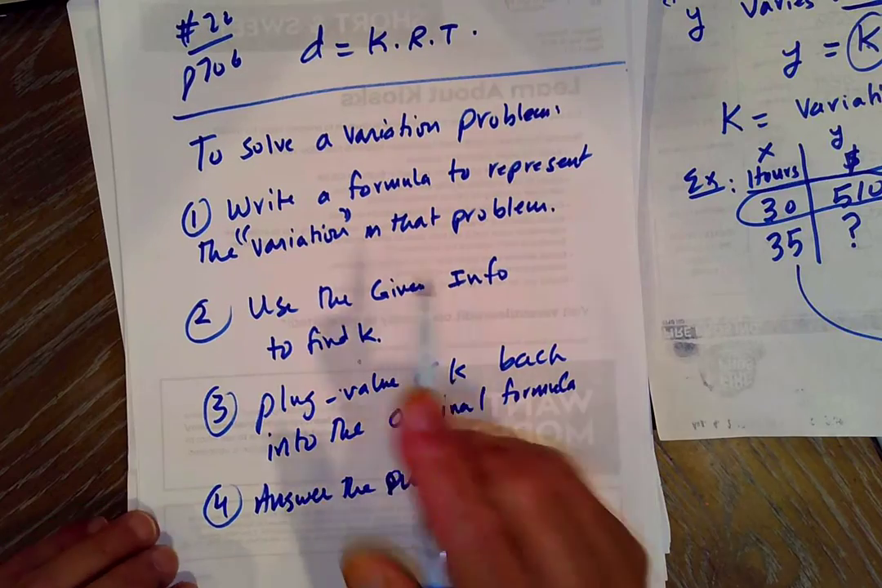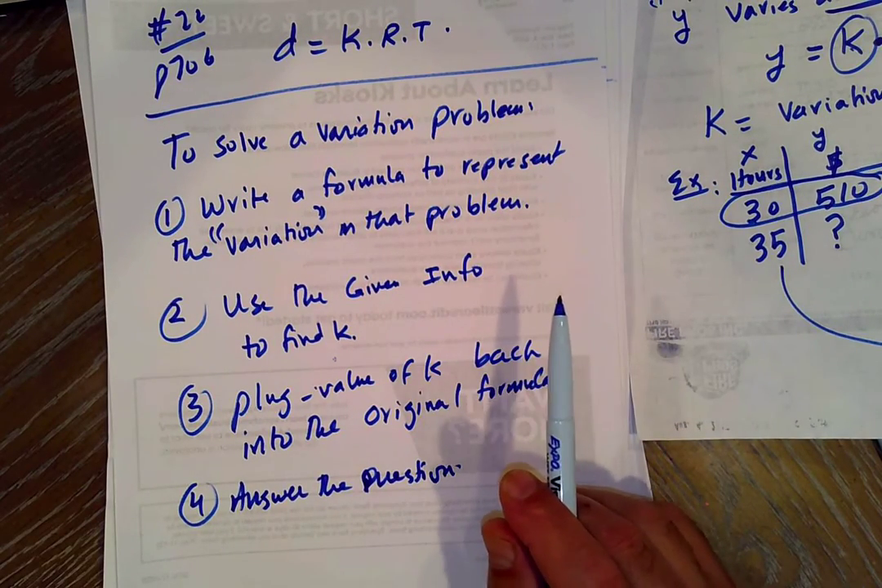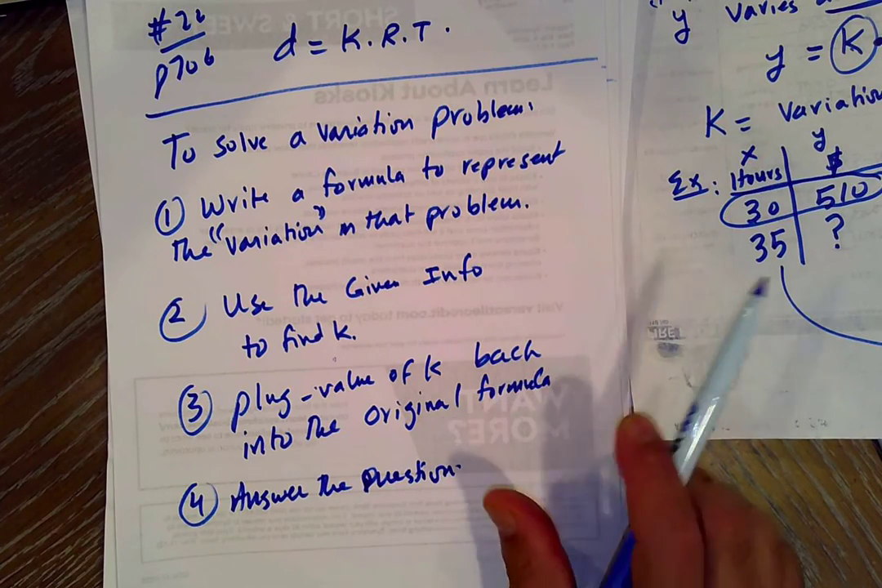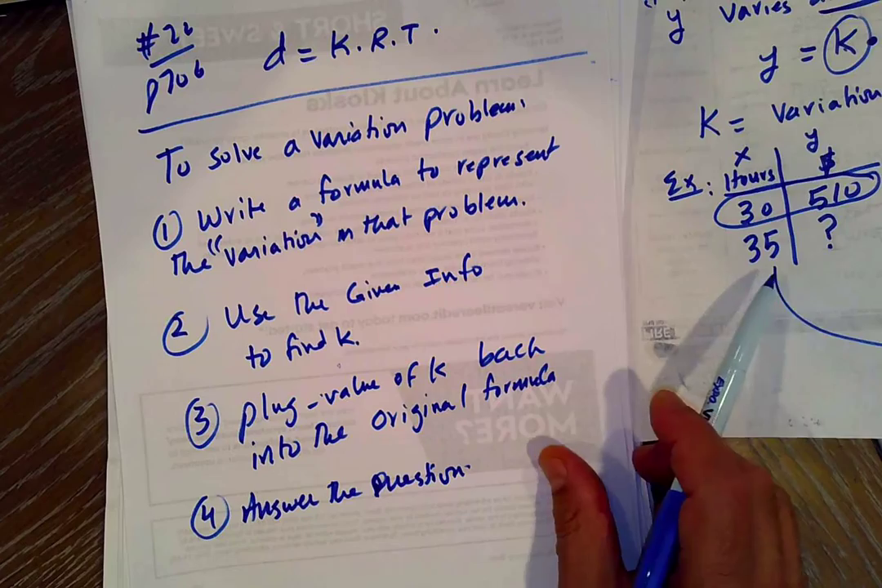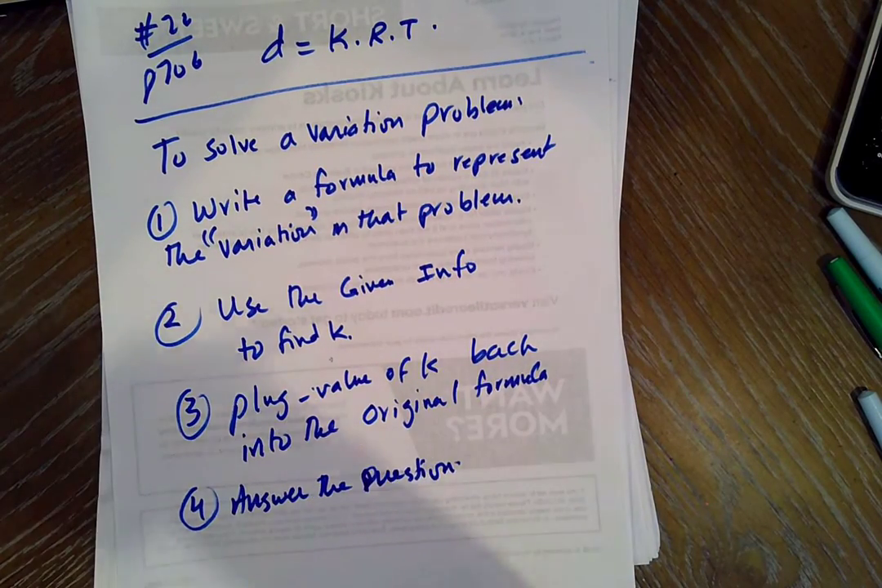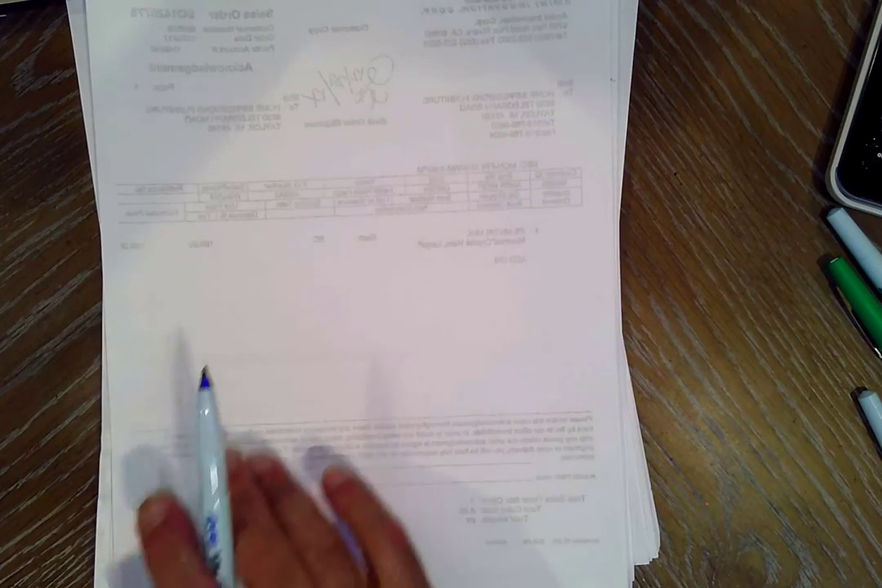So you want to write a formula to represent the variation. If it's direct, you times by the variable. If it's inverse, you divide by the variable. If it's joint, you multiply by as many variables as you have. Then you use the given information, you plug in the numbers for all the variables to find k. You plug the value of k back into the original formula, and then you answer the question.